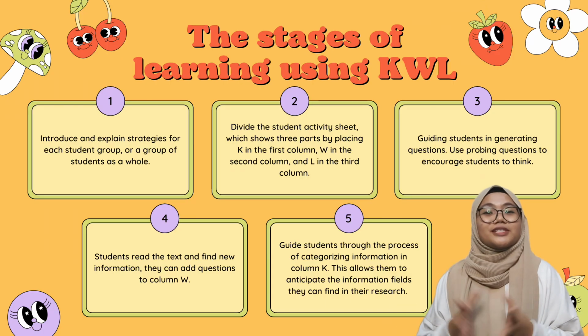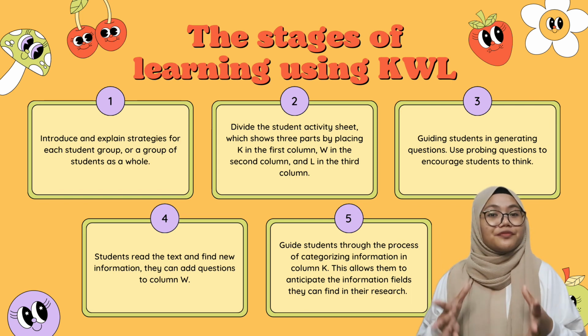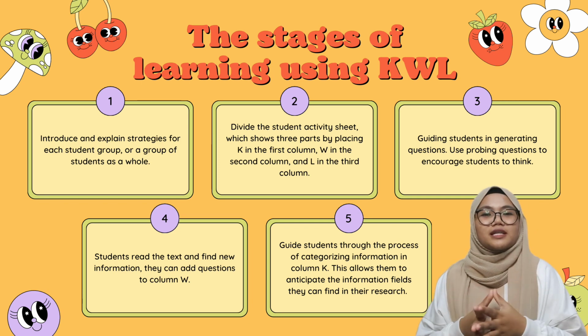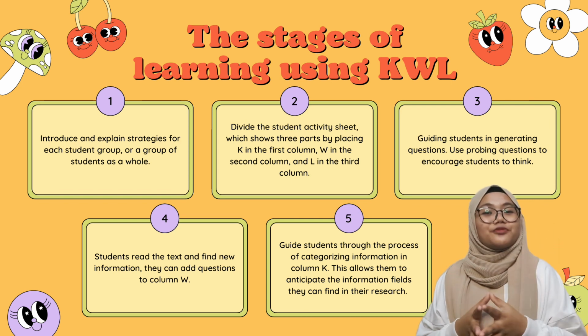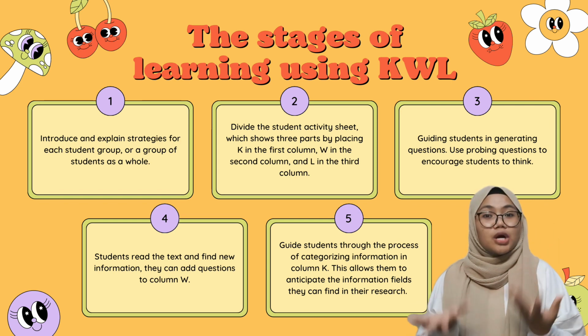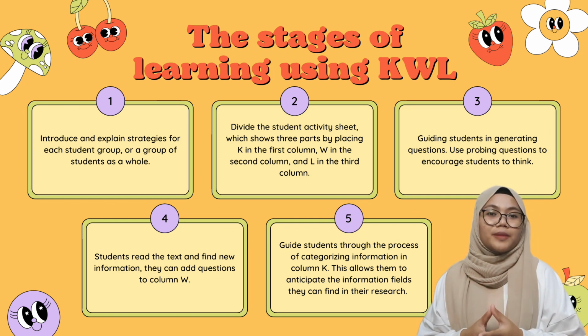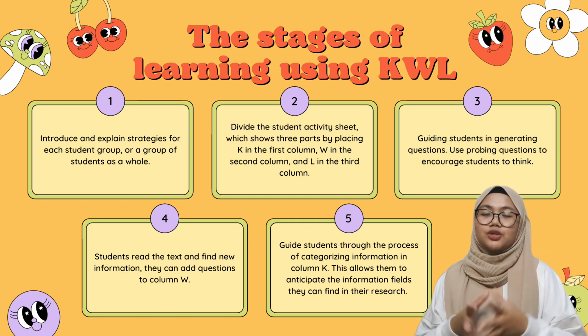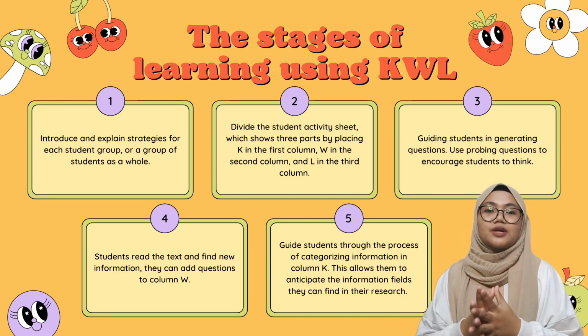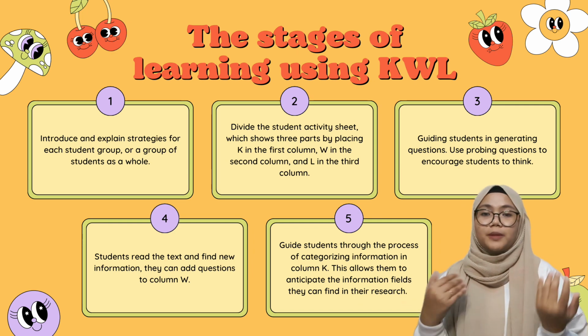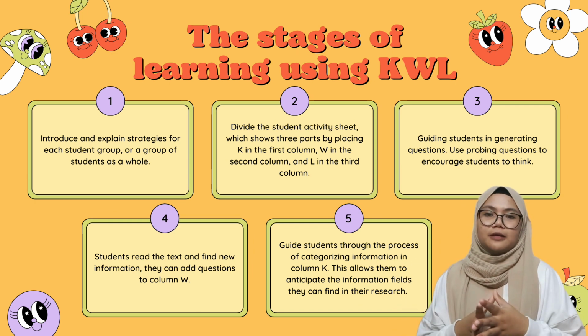Okay, next is about the stages of learning using KWL. According to Ogle in Abdulrab 2015, there are 5 steps. First is to introduce and explain the strategy to students or a group of students as a whole. The second, define a student's activity sheet, which shows 3 parts by placing K in the first column, W in the second column, and L in the third column. Choose a topic and guide students in a brainstorming activity to guide their ideas, what they already know about the topic, and then students will place it in column K.